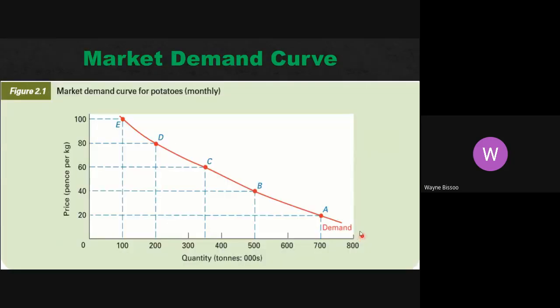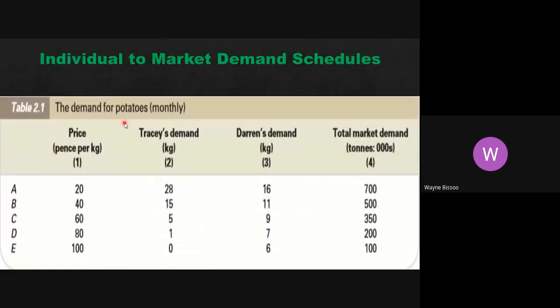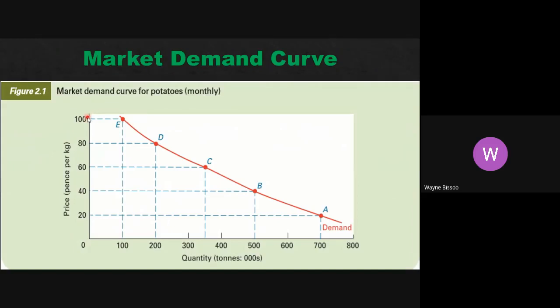Now, when we graph that, this is the relationship that we're going to be looking at here. This is what I was talking about. The market demand curve for potatoes, or for any good that is normal, will be downward sloping from left to right. Each point represents the demand from A, the lowest price, to E, the highest price of 100. So you can see that from the previous table. What we plotted now was the prices and the total demand, remembering the highest price of 100 pence.